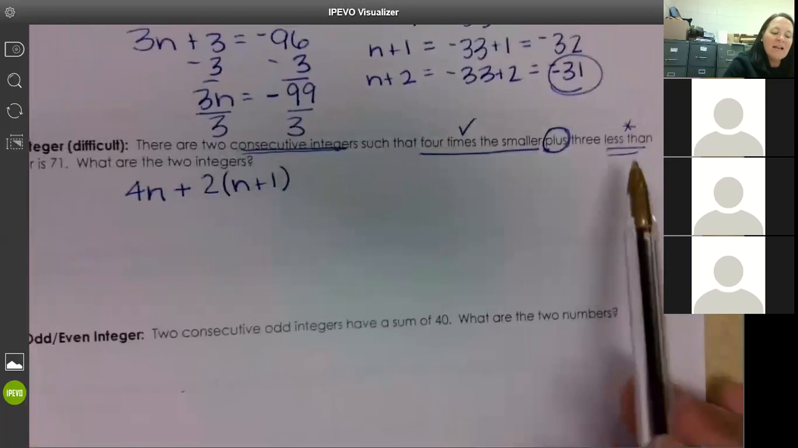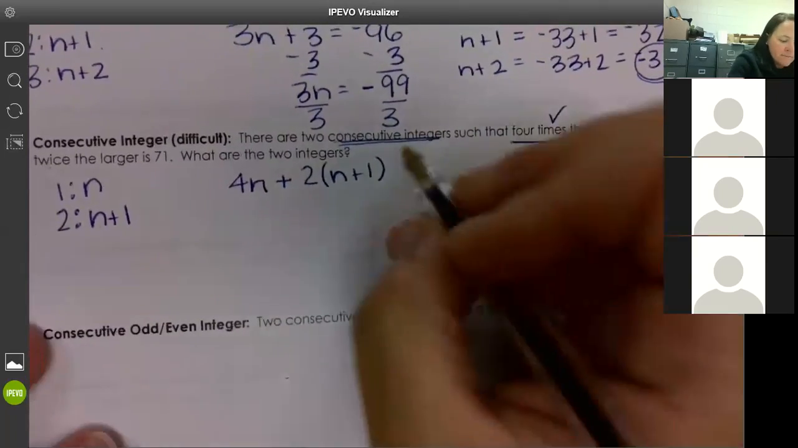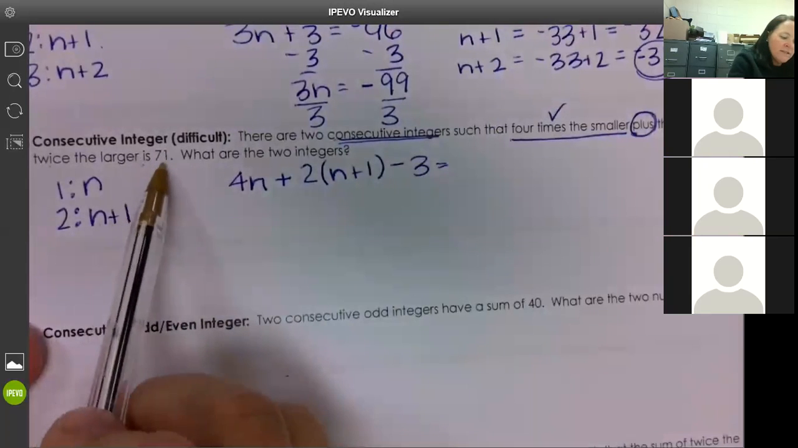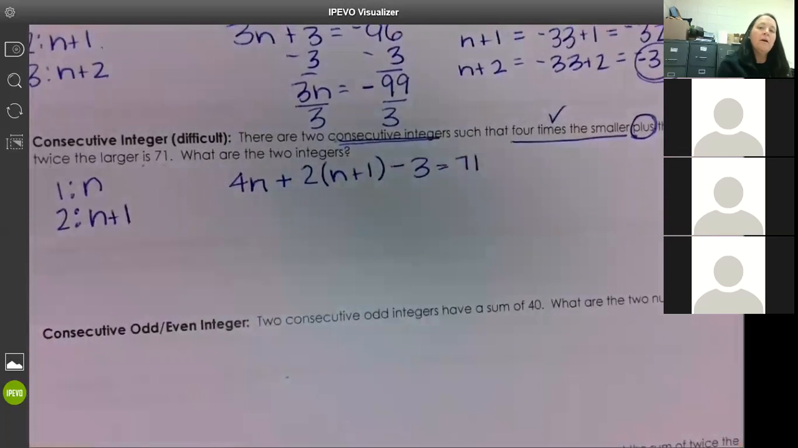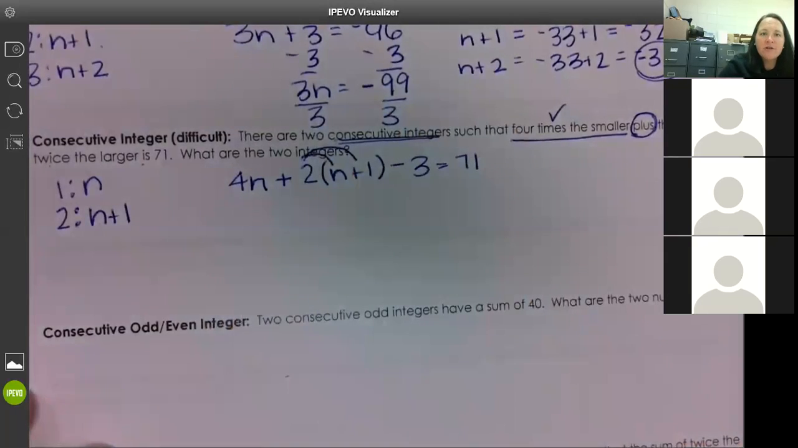Then I need to go back, and how do I write less than 3? Minus 3. And then it says is, so we put our equals, and what is it equal to? 71. All right, so this is a long problem, but it's not hard, okay? It's just time. What is the first step that I do? Multiply the 2 into the n and 1. Make sure you multiply it to both. Some of you did not distribute to both yesterday.